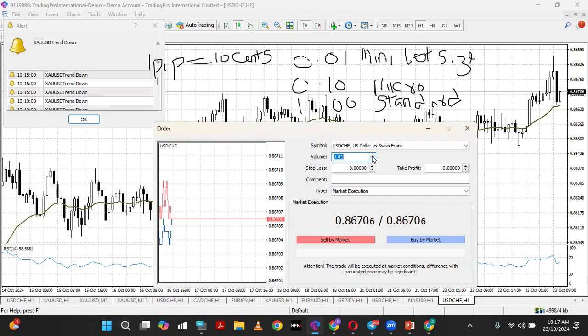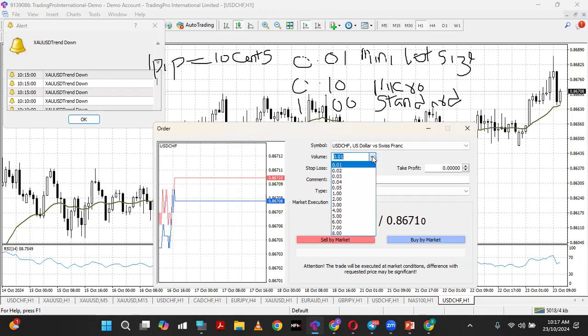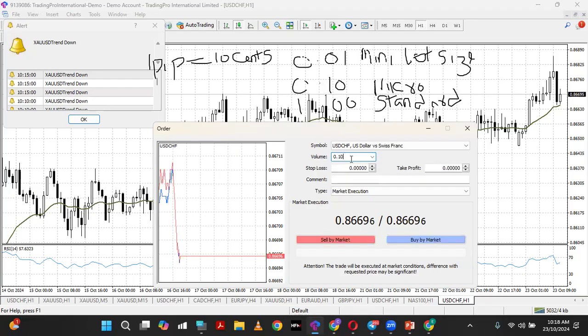So before ever you execute any trade, make sure your volume is as it's supposed to be. Then the next one is a micro. A micro is 0.1. So what this means is that for every pip movement on a micro, it is $1. Are we on the same page? For every pip movement on a micro is $1. So if we have a 50 pip movement on the micro, what does it mean?